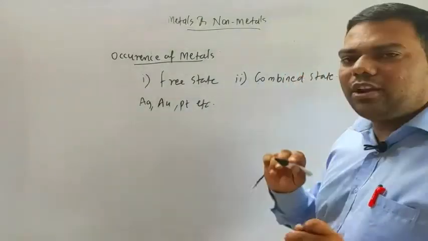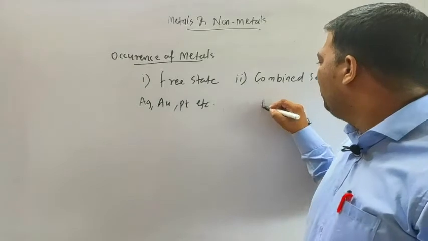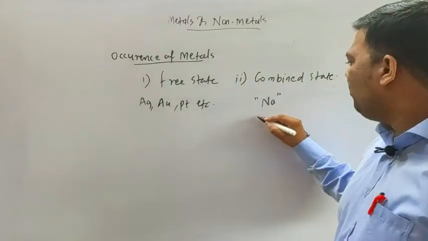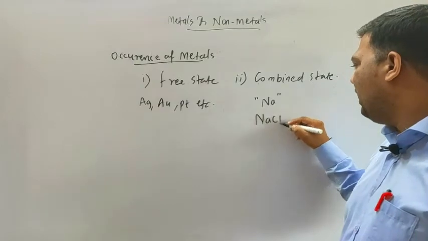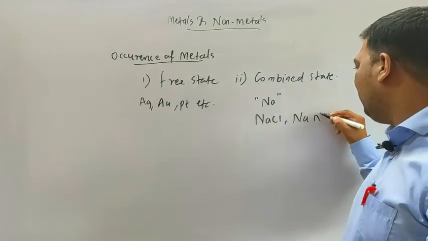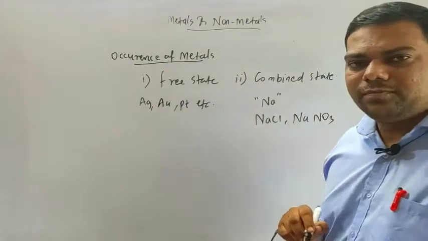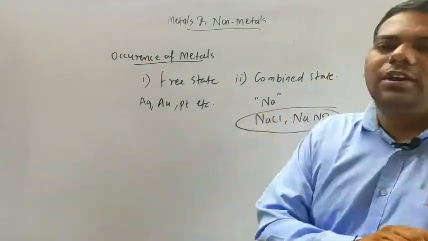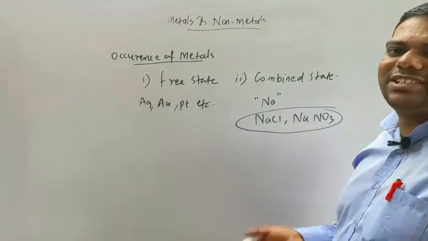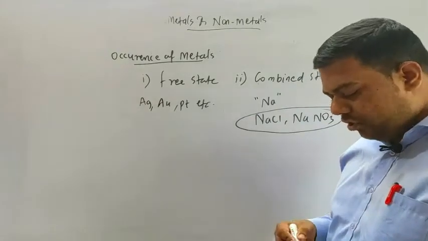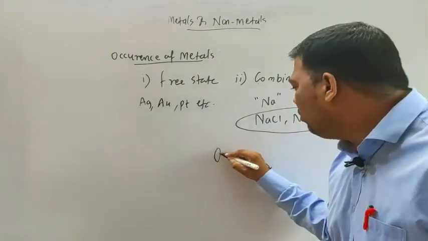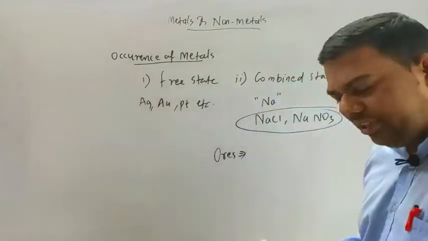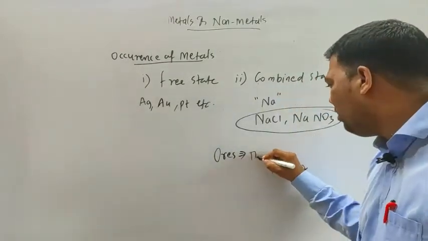Suppose we discuss sodium. For sodium metal there are some ores, NaCl and NaNO3. These are different ores from which metal can be extracted. So what is the definition of an ore? Pay attention to this definition.